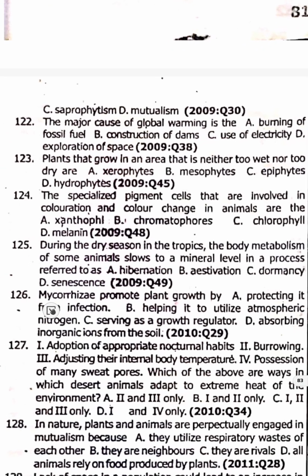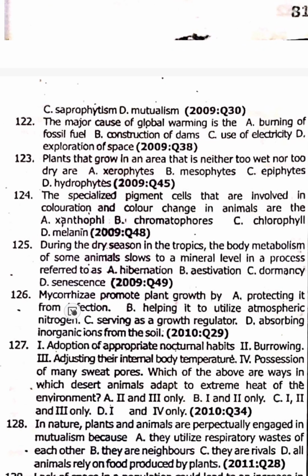126. Mycorrhiza promotes plant growth by absorbing inorganic ions from the soil. 127. Adoption of appropriate nocturnal habits, burrowing, adjusting their internal body temperature, possession of many sweat pores. Which of the above are ways in which desert animals adapt to extreme heat of the environment? 127 is option B.